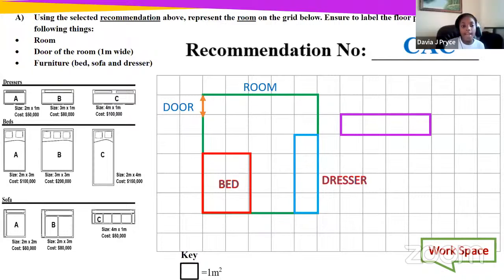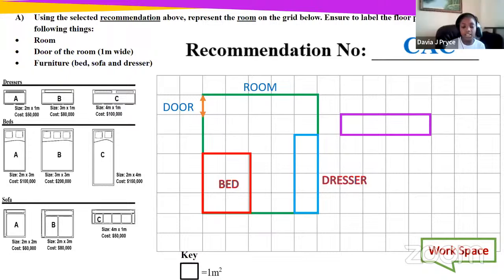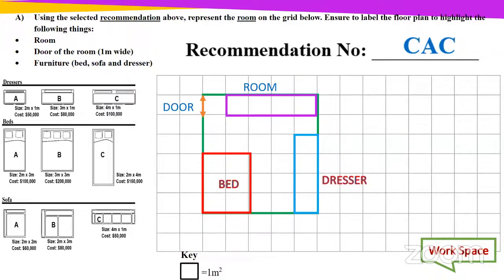At the top right. All right. Right here? Miss, it didn't move on my screen. Are you seeing it now? Yes, miss. What is missing? The label. A label. So I need to label my sofa.